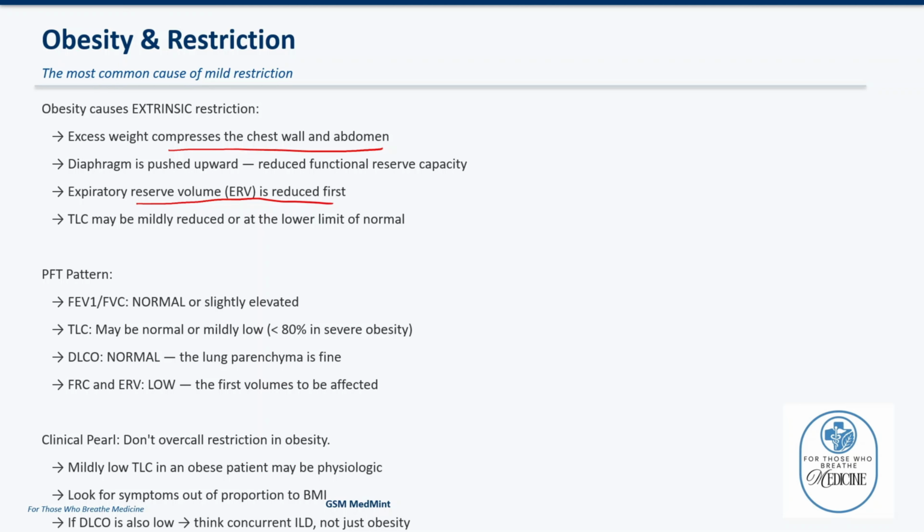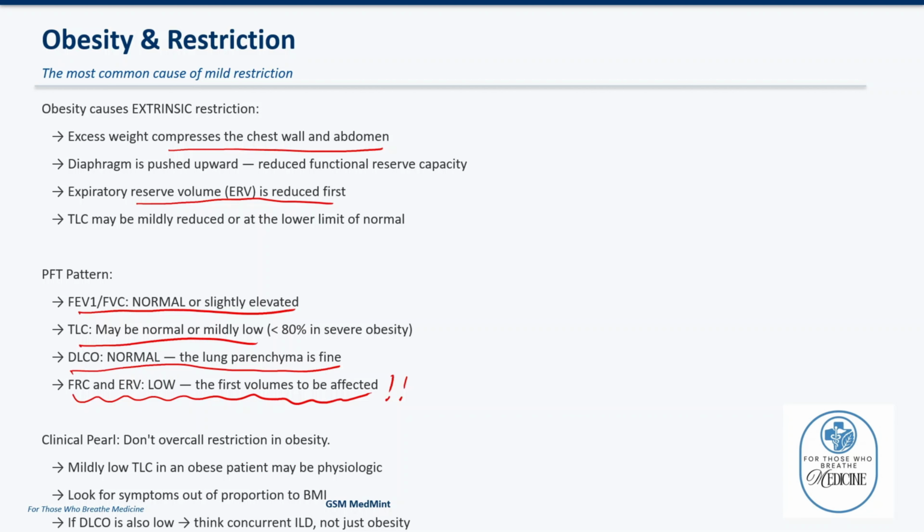In the pulmonary function test pattern, the FEV1 over FVC is normal or slightly elevated. The TLC may be normal or mildly low in this case, and less than 80% in severe obesity, of course, but DLCO is normal here. The lung parenchyma is fine. So the FRC and ERV are low.